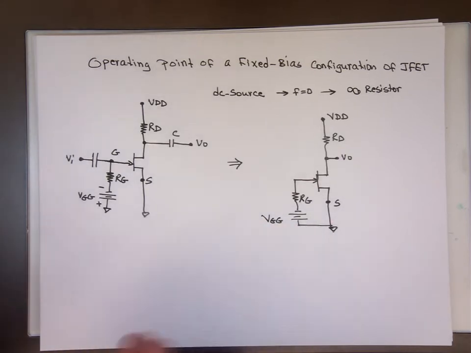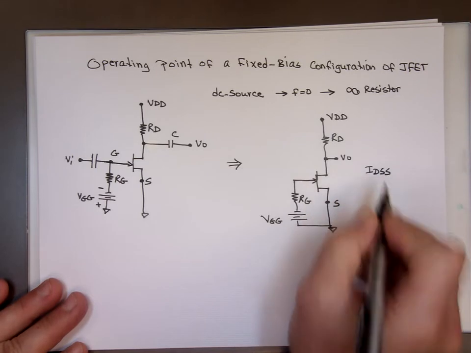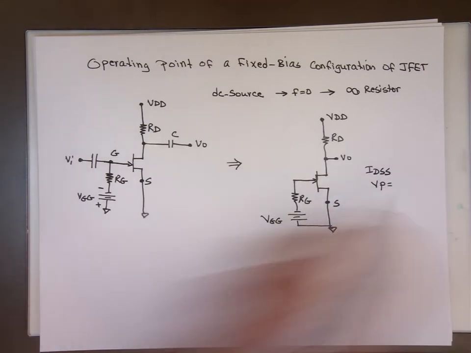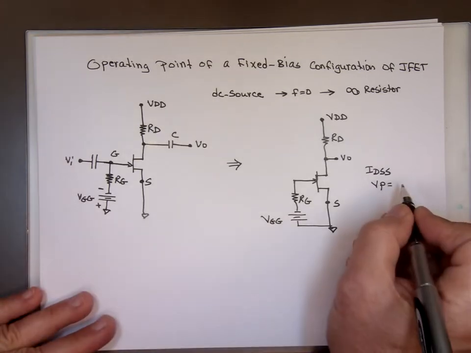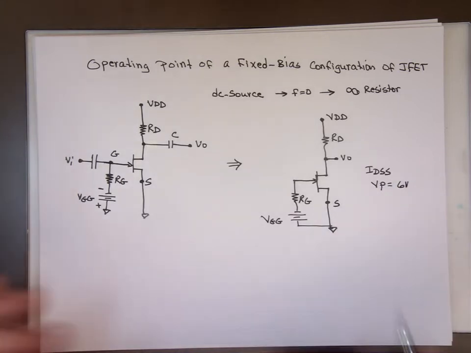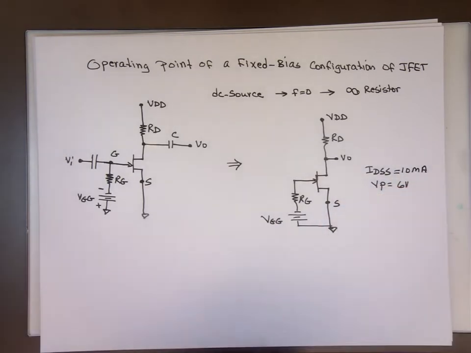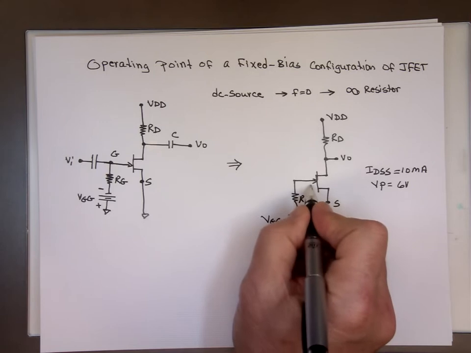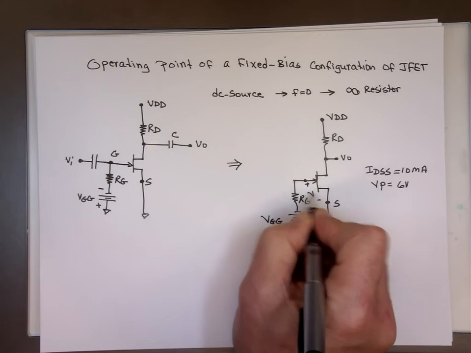Another thing about these JFET is you have the data sheet for each one, which means what? IDSS will always be given to you, and VP will always be given to you. That's the pinch-off voltage. So the VP here, let's assume it's 6 volts. And IDSS, let's say it's, I don't know, 10 milliamps. I'm just making numbers up. So these will be given in the problem. This is the gate here. This is the source. This voltage plus to minus is VGS.